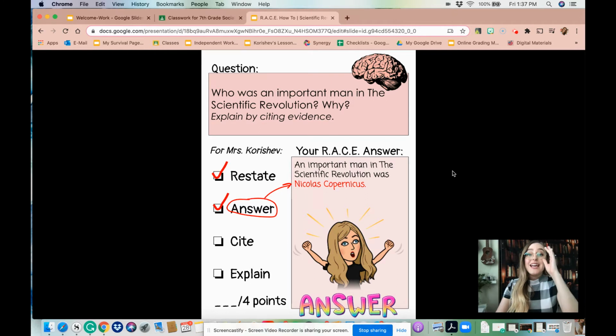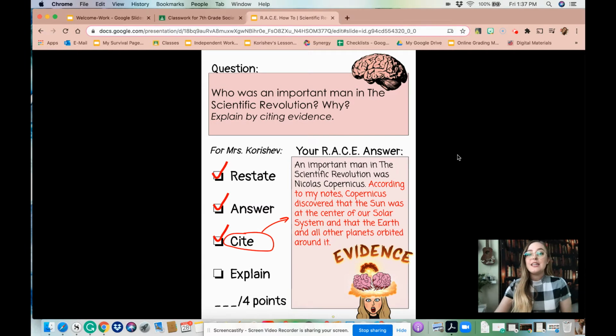Now I need to answer it. Woohoo, answer it. Nicholas Copernicus. I'm going to pick him because I think I have enough evidence to prove that he was important. So the full restate and answer reads, an important man in the scientific revolution was Nicholas Copernicus. Now you're going to give evidence to prove it. Now, this evidence should be mind-blowing. It should make sense. It should really prove that what you are answering is true.